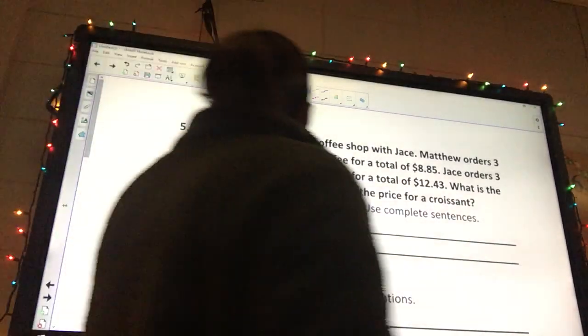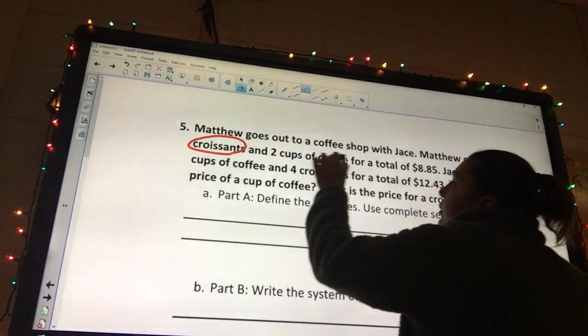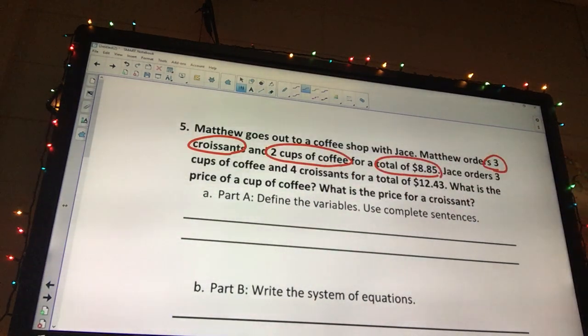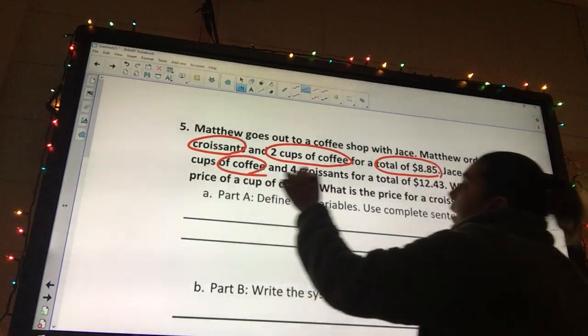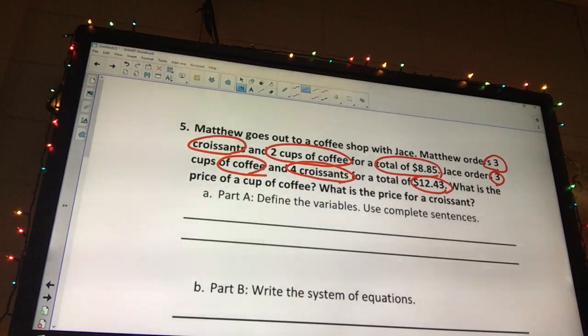3 croissants. Okay, so we got 3 croissants and 2 cups of coffee for a total of $8.85. Jace orders 3 cups of coffee and 4 croissants for a total of $12.43. What is the price of a cup of coffee? What is the price of a croissant?